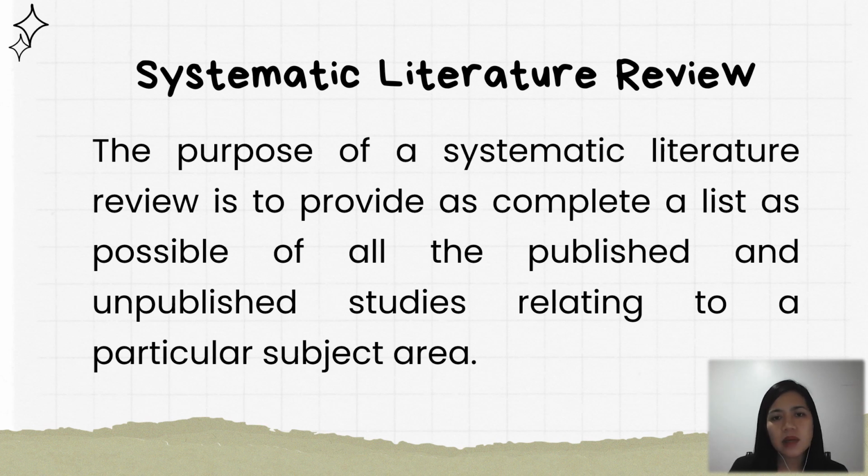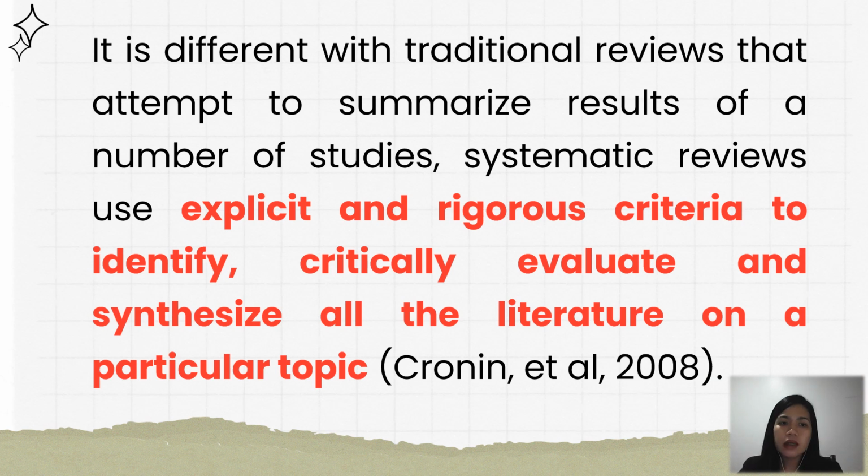What is a systematic literature review? The purpose of a systematic literature review is to provide as complete a list as possible of all published and unpublished studies relating to a particular subject area. It is different from traditional reviews that attempt to summarize the result of a number of studies. Systematic review uses explicit and rigorous criteria to identify, critically evaluate, and synthesize all the literature on a particular topic.